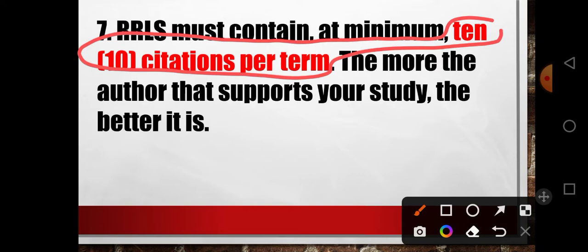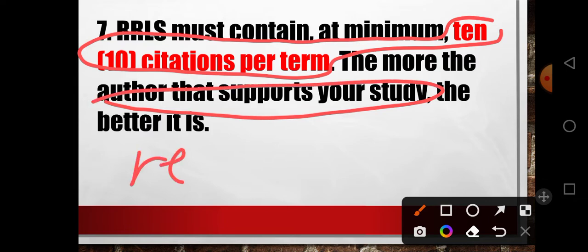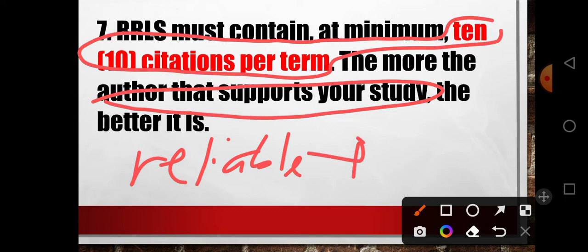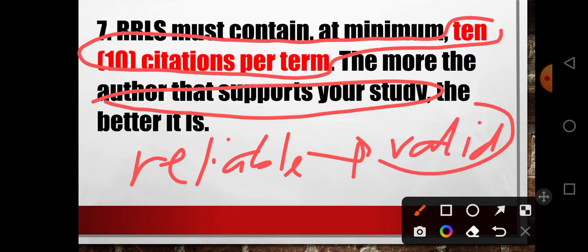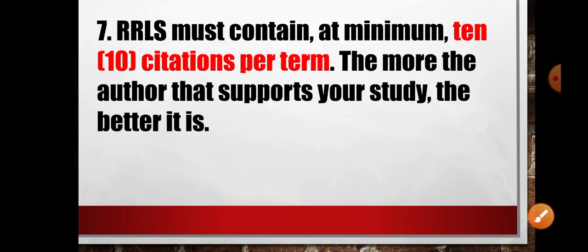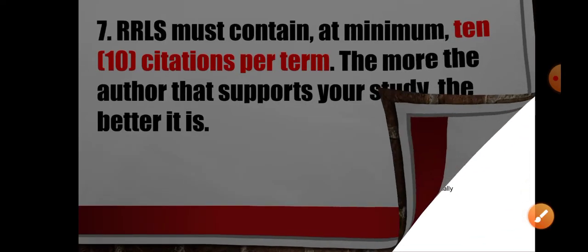It is because the more authors that support your study, the more reliable it is. Okay? And the more reliable your resources, the more valid your support for your findings and conclusion. That is why the RRL part of your research paper must contain at minimum 10 citations per entry or per term you are describing. Okay? So that will be our seventh guideline in writing our RRL.